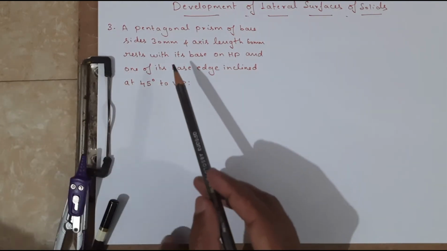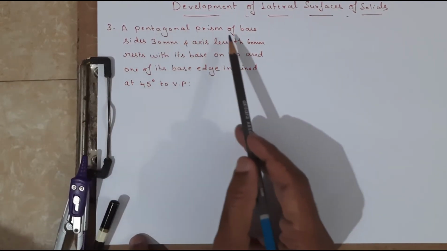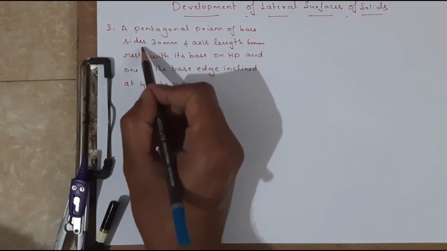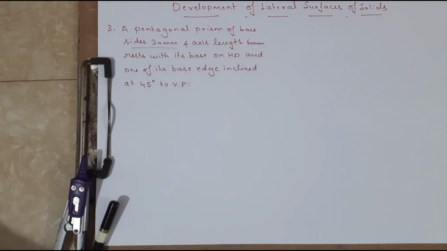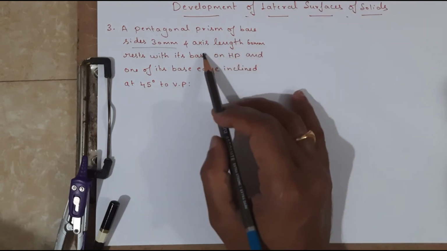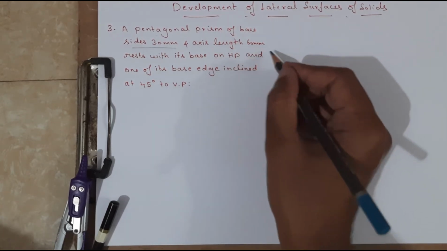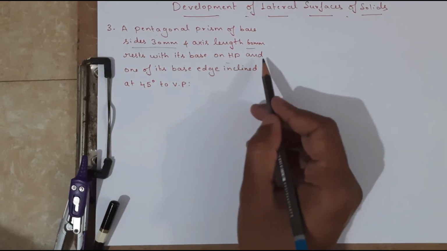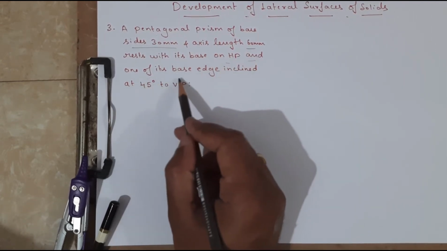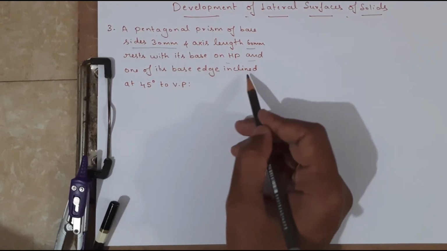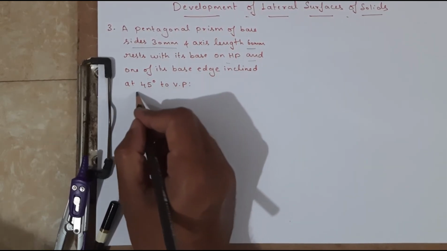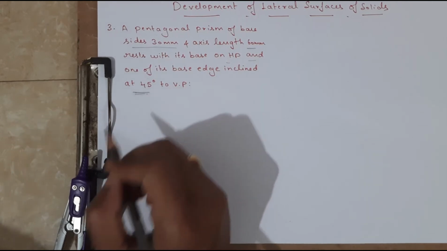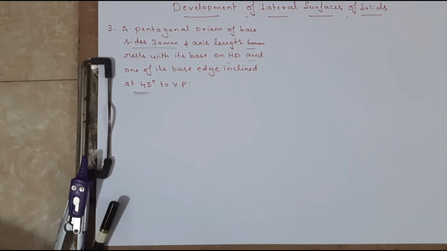So here the problem is on a pentagonal prism of base 30 mm. So it is a pentagonal prism, and the axis length is how much? It is 60 mm. It rests with base on HP and one of its base edges is inclined at an angle of 45 degrees. See here, one of its base edges is inclined at an angle of 45 degrees. So how to draw this one?